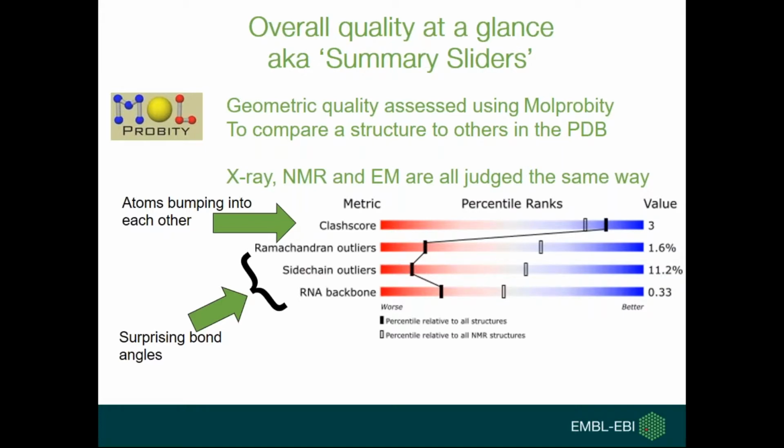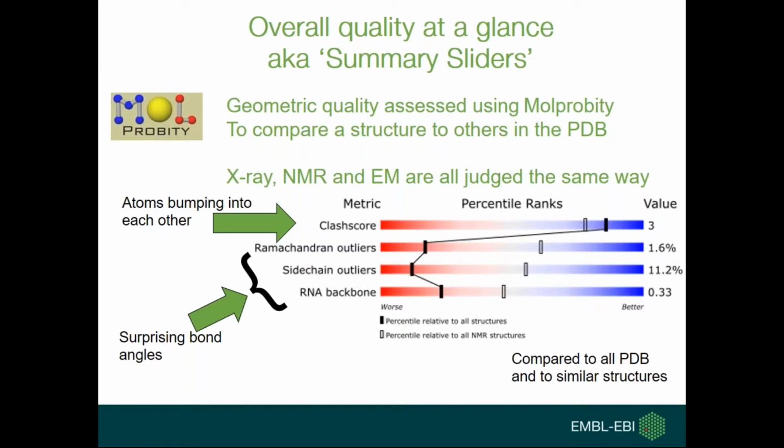The other three metrics, Ramachandran outliers, side chain outliers, and the RNA backbone, indicate surprising bond angles. We know from the many structures that we have in the archive that there are some typical conformations that we see for amino acid and RNA residue geometry. So anything that comes outside that value will flag that as a surprising result.